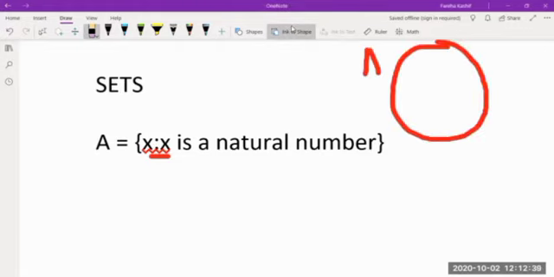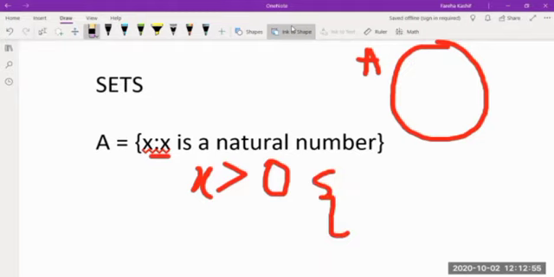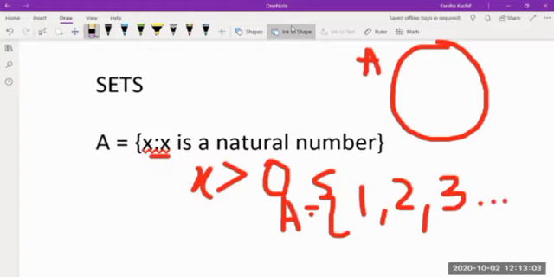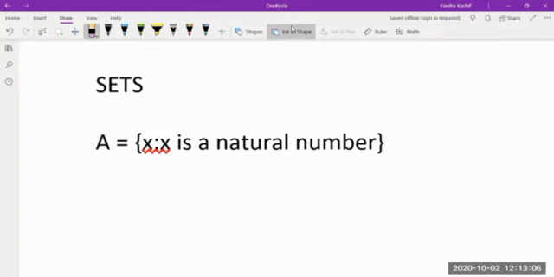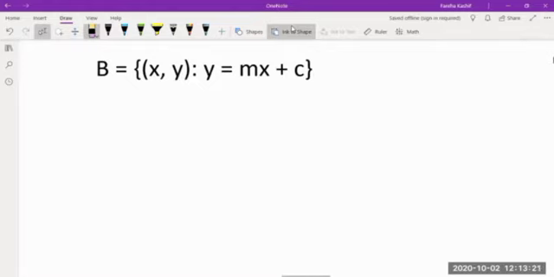What is a natural number? A natural number is any number greater than 0. So x becomes a number that is greater than 0. In other words, I can say that A is equal to 1, 2, 3, and so on all the way till infinity.